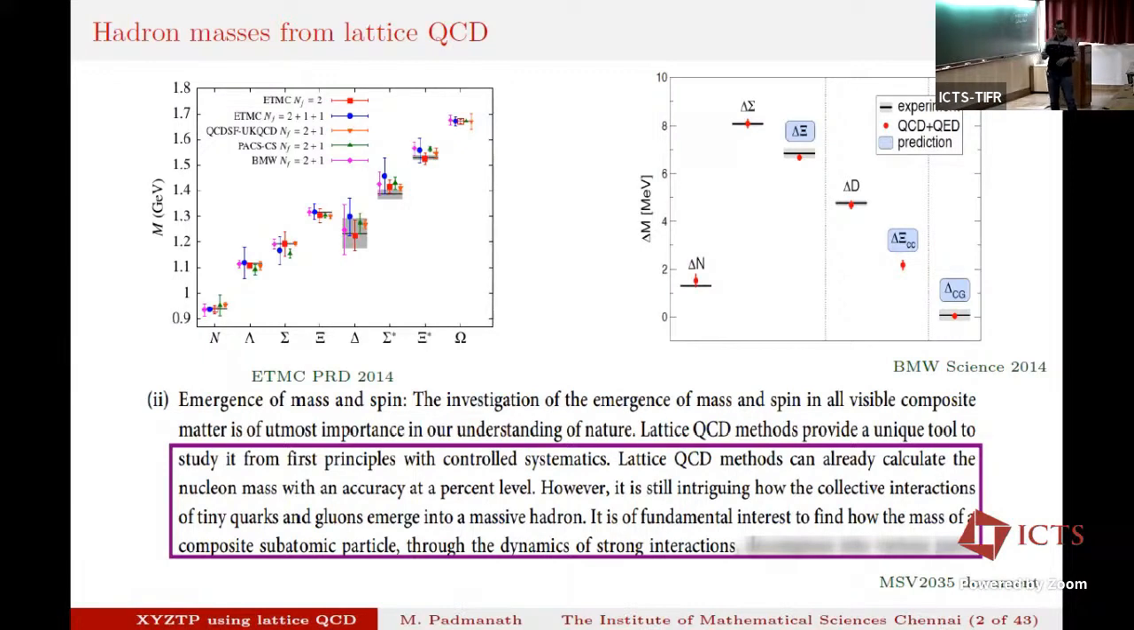Now I invite you to read the next sentence where he stopped. It says, however, it is still interesting how collective interactions of tiny quarks and gluons emerge into a massive hadron. And my talk is basically about this part.